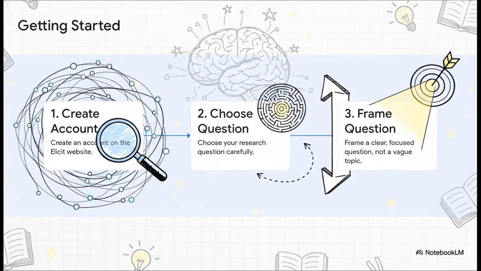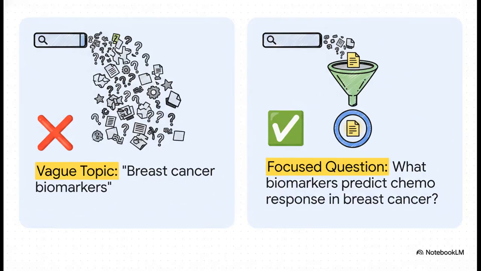Getting started is really simple. You create an account, and then you get to the most important part, choosing your research question. And I cannot stress this enough. The quality of the results you get back depends entirely on the quality of the question you ask. You have to be specific. In this right here, this is the perfect example. A vague topic like breast cancer biomarkers is just going to give you a fire hose of irrelevant results. But a focused, sharp question like the one on the right gets you exactly what you're looking for. The rule is simple. Be specific.